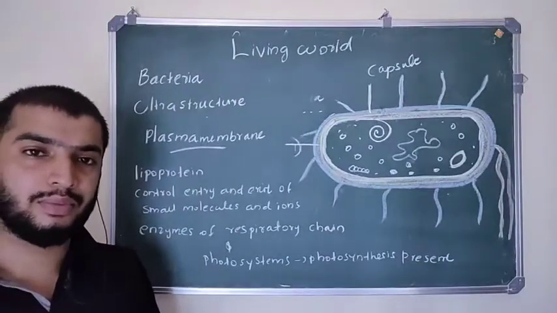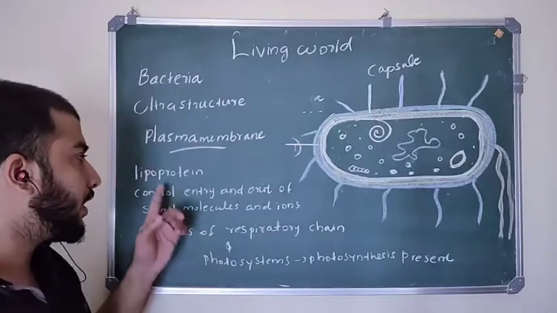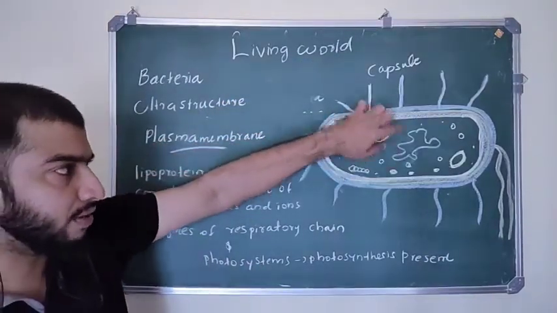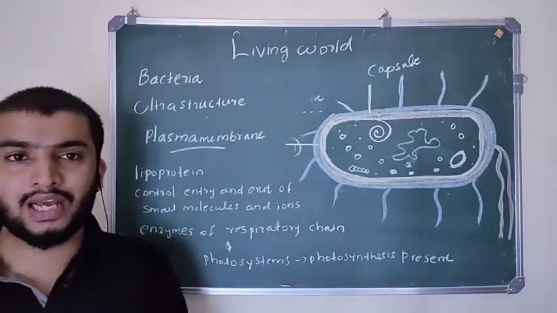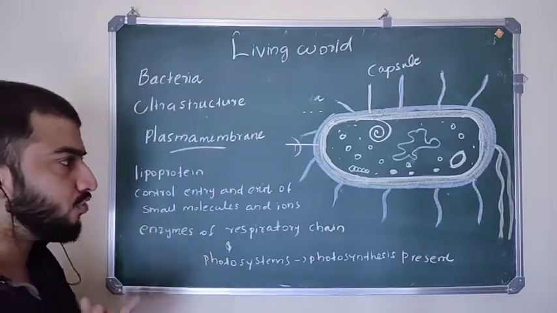Bacterial plasma membrane is made up of lipoprotein. So you can see here, this is the plasma membrane of the bacteria, made up of lipoprotein. The plasma membrane of animal cells and plant cells is also made up of lipoprotein, the same as in the case of bacteria.